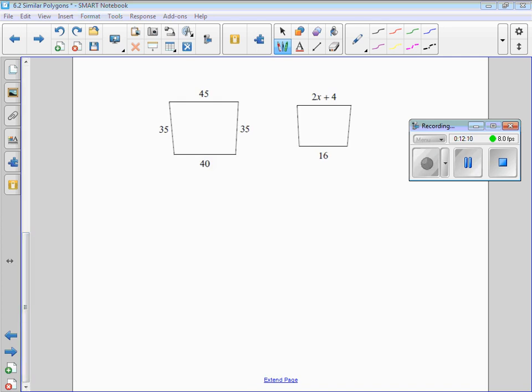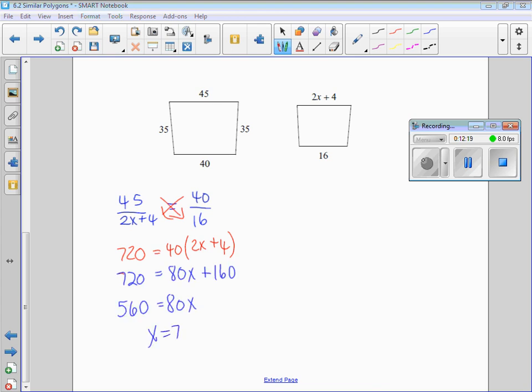Okay, try your hand at doing this problem. Let's find out what x is. Put me on pause. Okay, there we have x equals 7. Hey, suppose I asked you to find the perimeter of the shape on the left-hand side. So I need to go find those other sides as well.